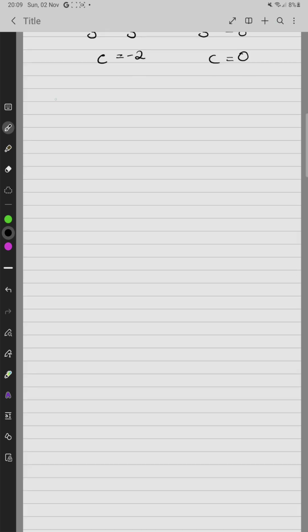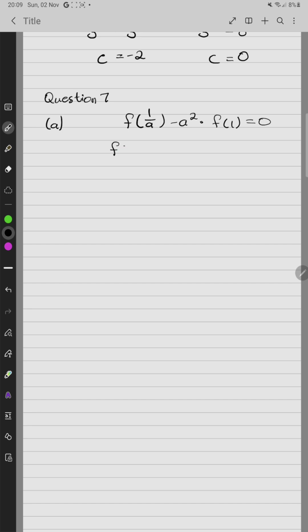Okay, the next question is question 7, and we're going to look at A. So A was a bit confusing. We had f of 1 over a minus a squared times f of 1 equal to 0. And we were given a formula for f of a. They told us that f of a is equal to 4 minus a squared divided by a to the 4.